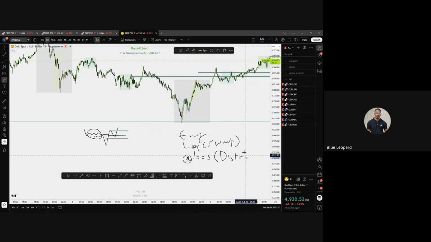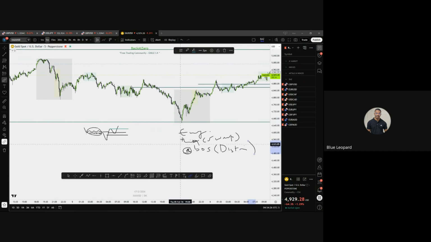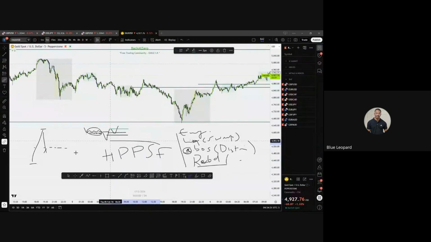This is the distribution, okay? After the distribution, you have the rebalance. Why? Because every time price goes in imbalance, you have to rebalance in the 50%. So around the 50%, you will have the rebalance. And from this rebalance, you can now expect the sequence is full, the full high probability pricing sequence is full. Now you can expect price to go up.